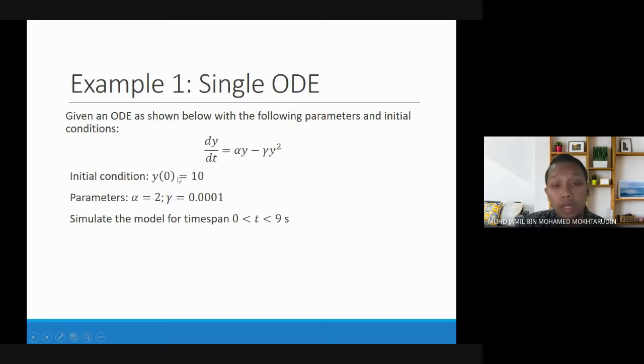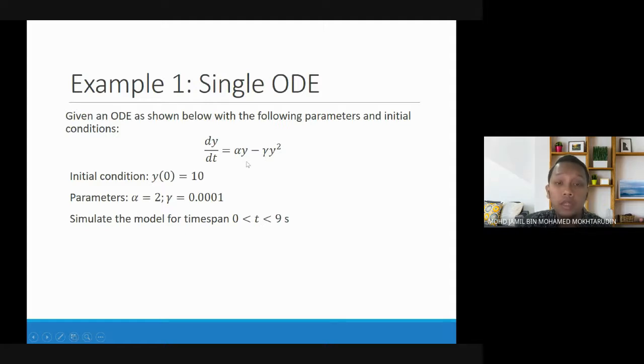Okay, so let's look at an example. Let's say you have a single ODE equation. Given an ODE shown here with the following parameters and initial conditions, the ODE is dy dt, where y is the variable that you want to solve. So you have alpha y minus gamma y squared, where alpha and gamma are the parameters.